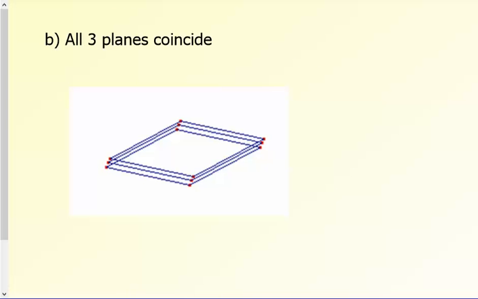And the second case, did you get this, is where all 3 planes are coincident. So all 3 planes coincide, they will give us an infinite number of solutions.